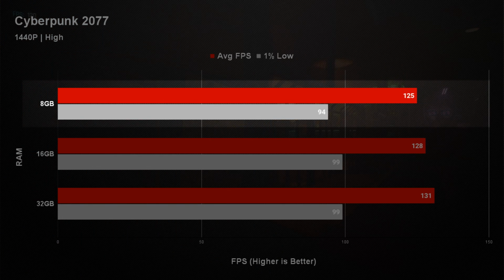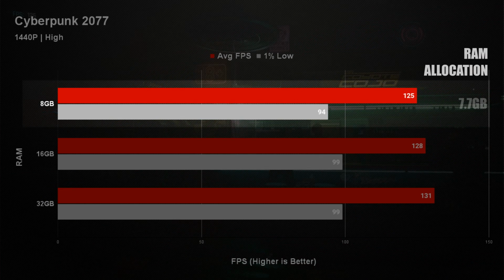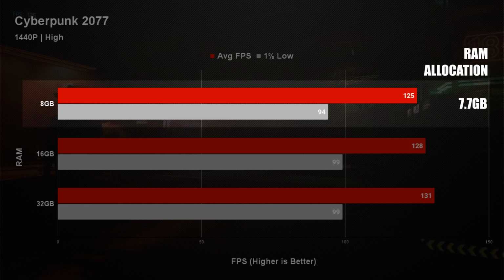When we ran that game with only 8 GB of RAM, we managed to get an average of 125 frames per second with a 1% low of 94. That game used an allocation of 7.7 GB, or a maximum allocation of that.